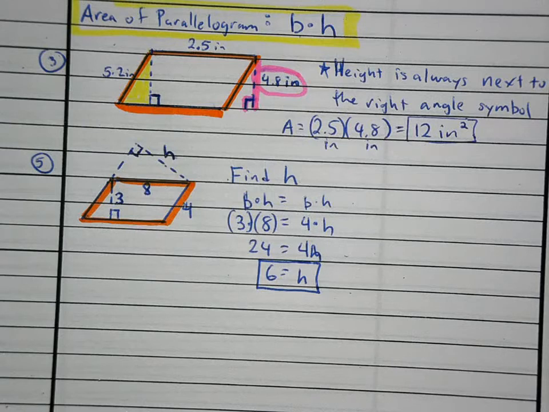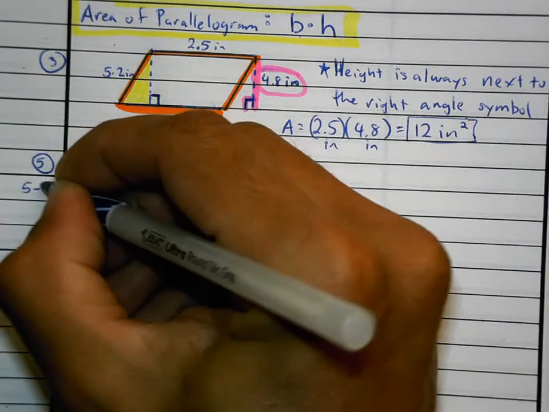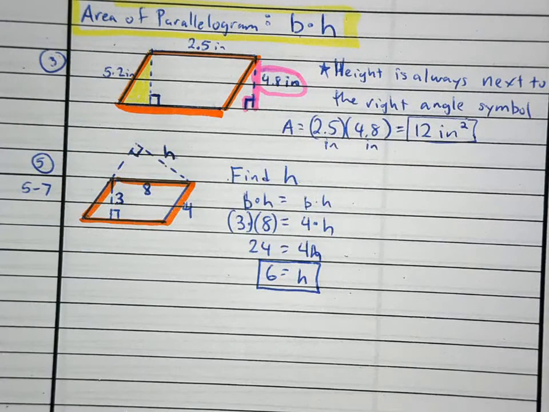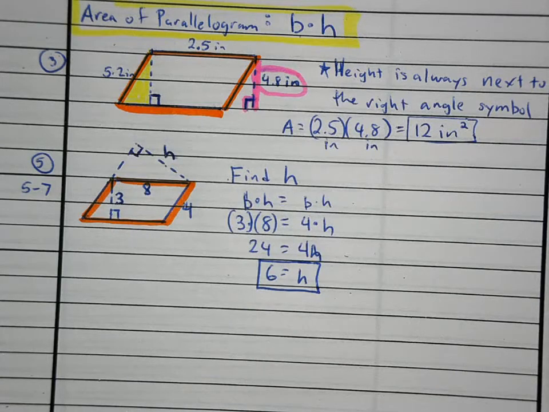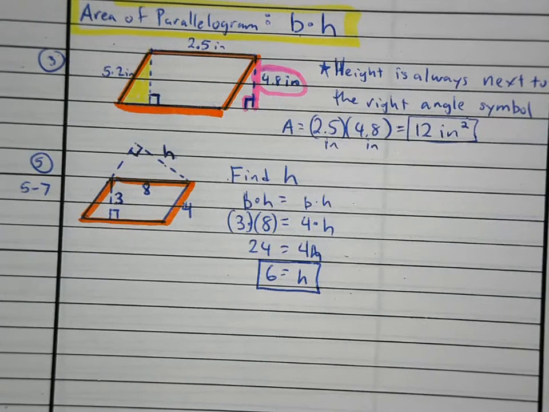That's how numbers 5, 6, and 7 are going to be done. This is just like 5, 6, and 7. So I'm going to put that down next to the 5 so that you know how to set them up. What you're doing is setting up two area problems and setting them equal to each other because it's the same parallelogram, the same area.